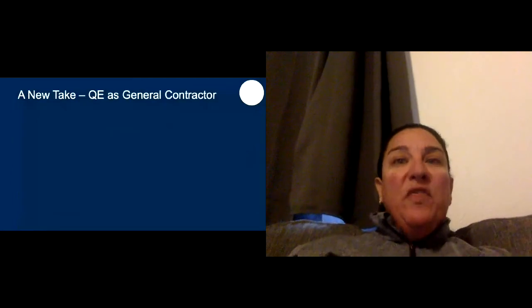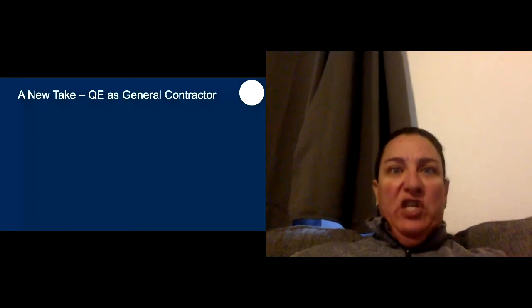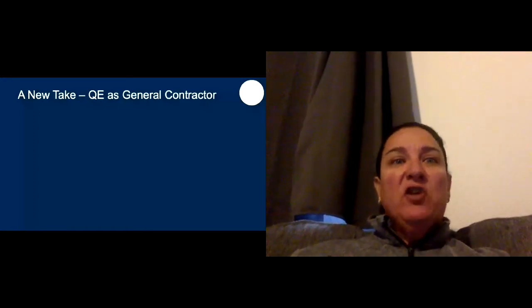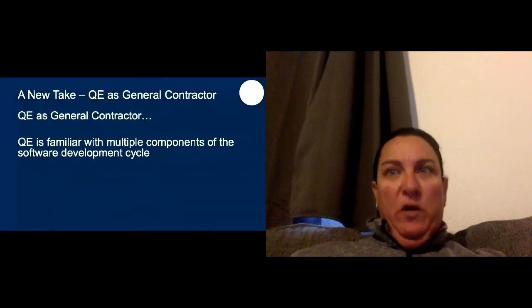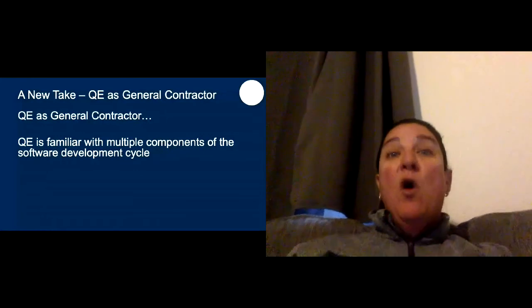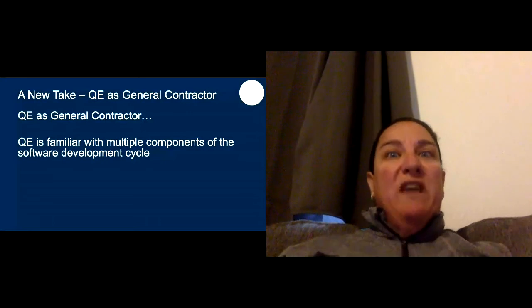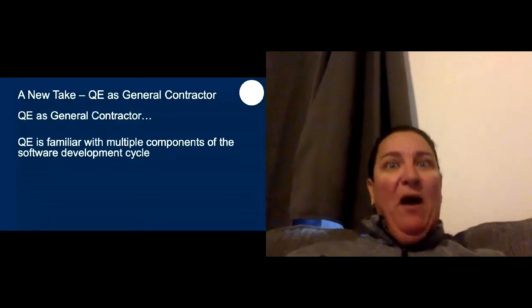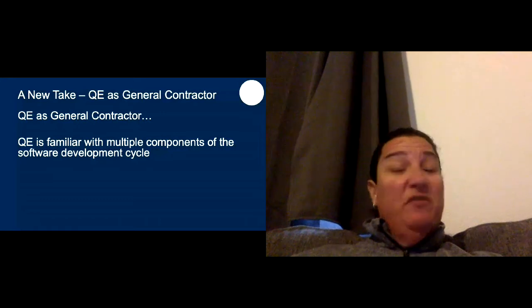So when we think about moving the quality engineer, in my opinion, into that general contractor role, here's what that looks like generally from a high level. Generally speaking, QE professionals are familiar with multiple components of the software development lifecycle. We may not be a plumber or an electrician, but we definitely know enough about that to be, in some cases, consultative, but at least we have a general understanding of multiple, if not all, components of the SDLC.